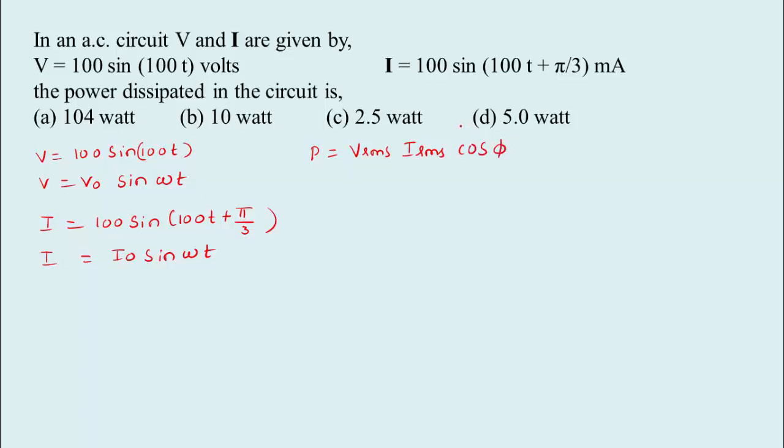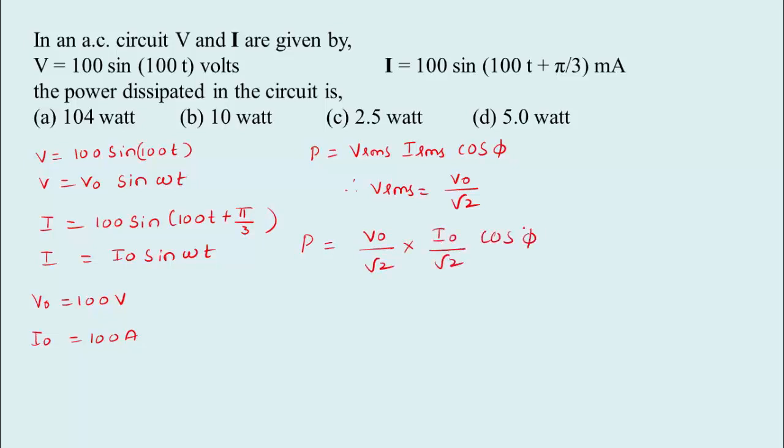This is the general equation for power dissipation. But here we don't know Vrms and Irms values, because from these equations we got V naught value, that is 100 volt, and I naught value is 100 ampere. So instead of Vrms, we know the relation Vrms equal to V naught divided by root 2. Substitute in the above equation, we will get, instead of Vrms, V naught divided by root 2 into I naught divided by root 2 into cos phi.